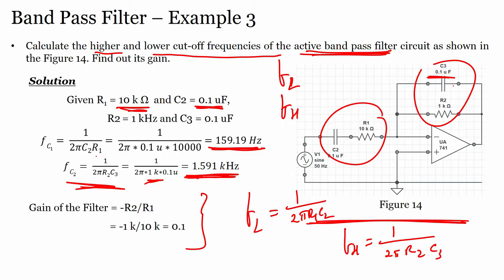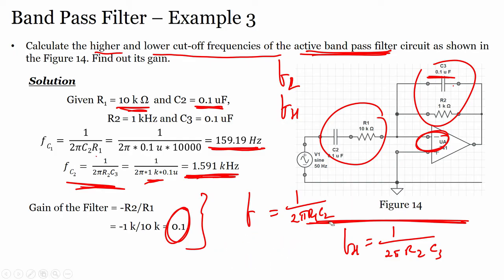What is the gain? Gain is R2 by R1. Why minus R2 by R1? Because if you see the screen, you will find that it is an inverting amplifier, right. So, gain is minus R2 by R1, or it is minus 1 by 10, or it is 0.1. Gain is 0.1. Do not write minus 0.1, okay, this is wrong. Gain is 0.1, all right.